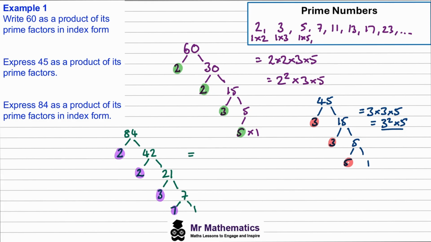So as a product of its primes, we'll have 2 times 2 times 3 times 7. In index notation, 2 squared times 3 times 7. Okay, let's try example 2.